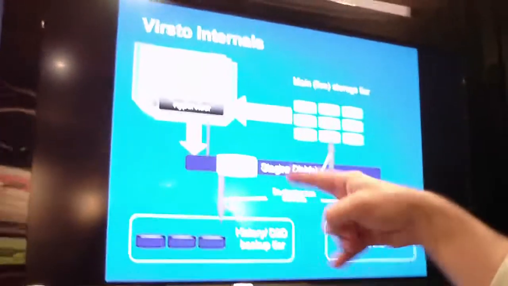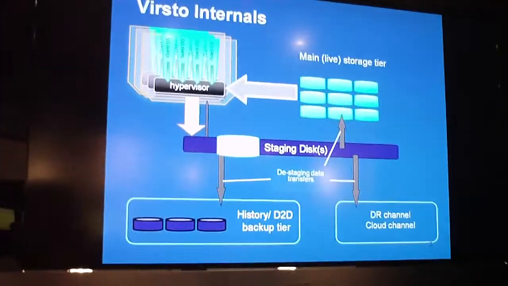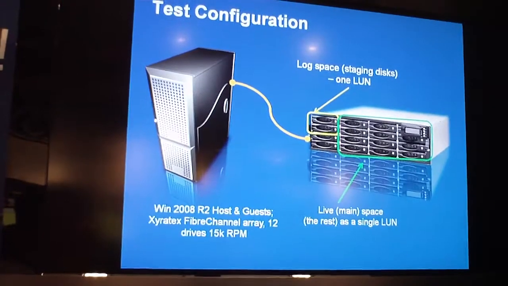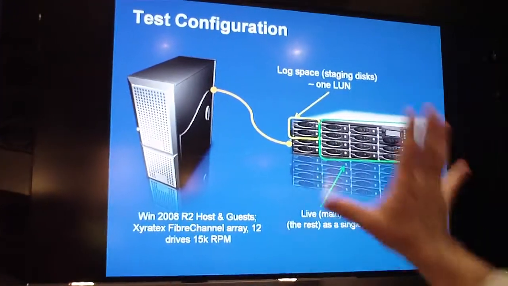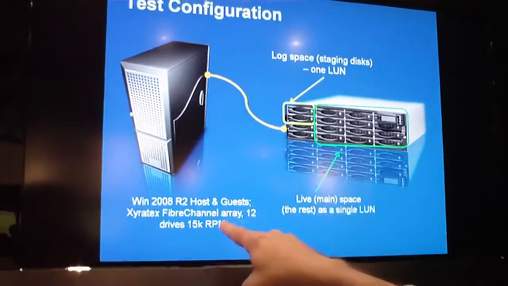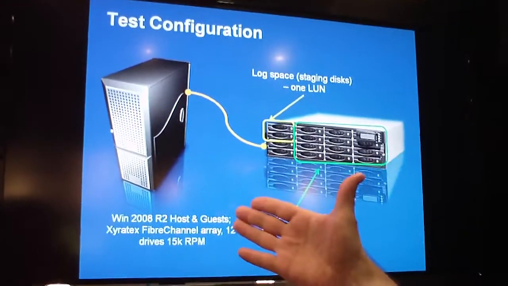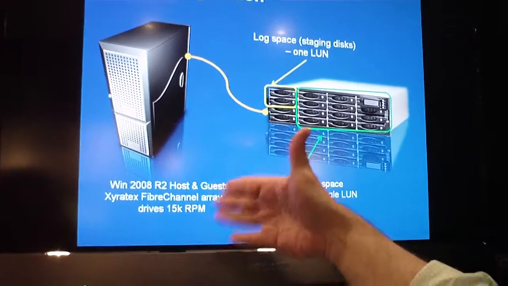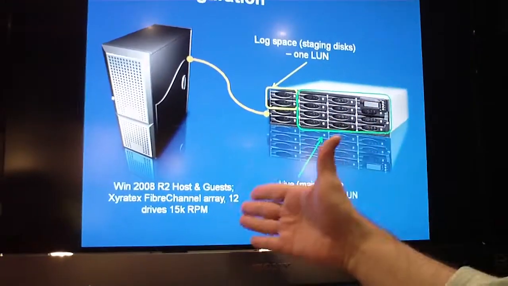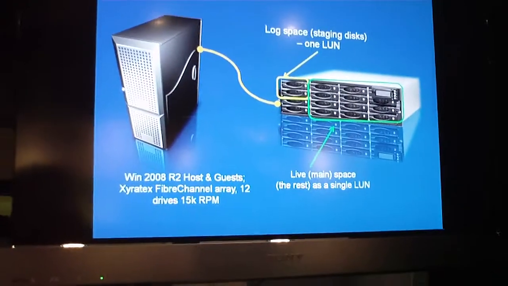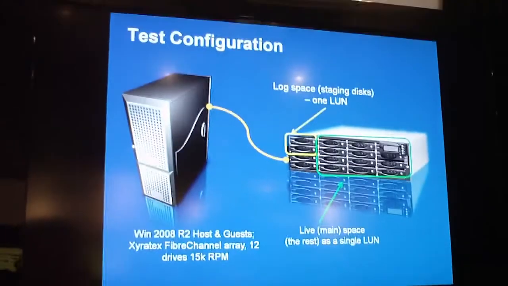Let me walk you through some of the internal things that drive the performance. We use a staging disk, with a lot of database and logging techniques. We can go into more detail later. But what's important is to show you the test configuration I've been using: a very simple Fibre Channel Xyratex array, a native UK product, at about $5,000 for several terabytes of storage. It's very commodity storage at this point.